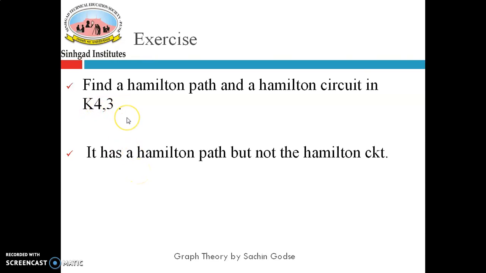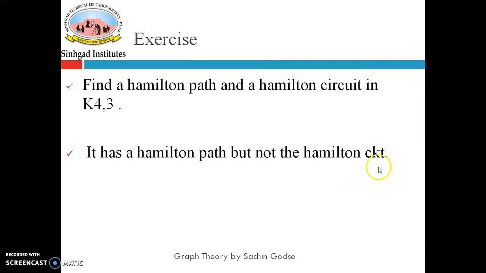In the case of a Hamilton path, the sum of the degrees should be greater than or equal to n minus 1. In this case, the n value is 4 plus 3, that is nothing but 7. So 7 minus 1 is 6, and this condition will be satisfied obviously if you sum the degrees of each and every vertex of this bipartite graph.